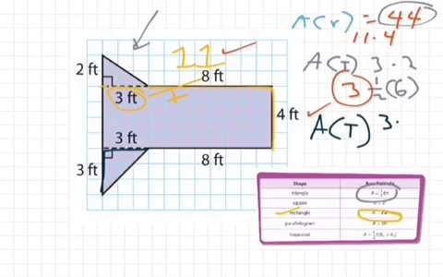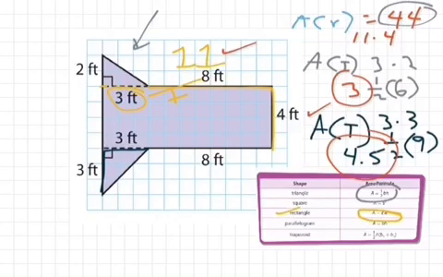So now we have 3 times 3, which is 9, and we need to half that because that's what the formula calls for. Half of that would be 4.5, and now I have all the measurements that I need. So if I add 44 to 3 to 4.5, I should be able to get the full area of this. So I have 44, and I'll go ahead and add 4.5 first to that.